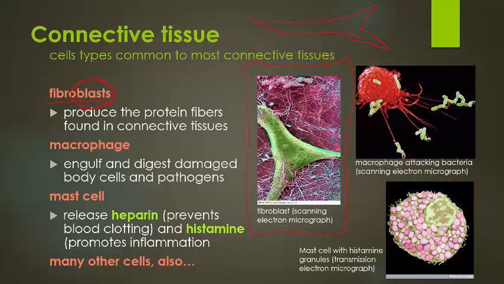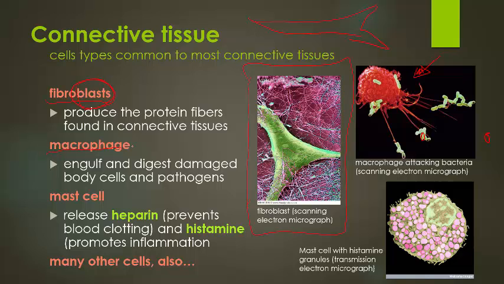A second kind of cell that we see in connective tissues are macrophages. And here's an example of a macrophage, in an electron micrograph again. And these macrophages have the capacity to engulf and bring into the cell any damaged body cells or other debris or even pathogens. And so here we have a macrophage busy attacking these small bacteria. And those bacteria are going to be brought into the cell where the macrophage can neutralize them. Macro means big.